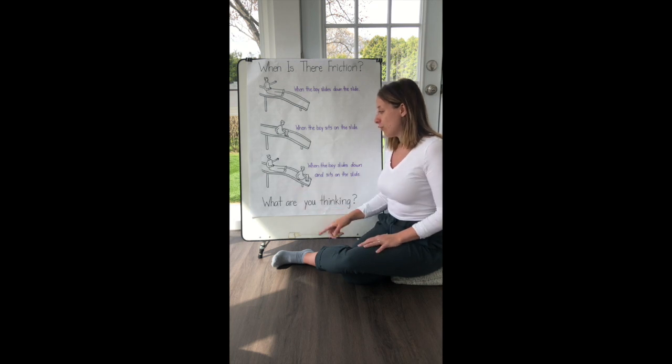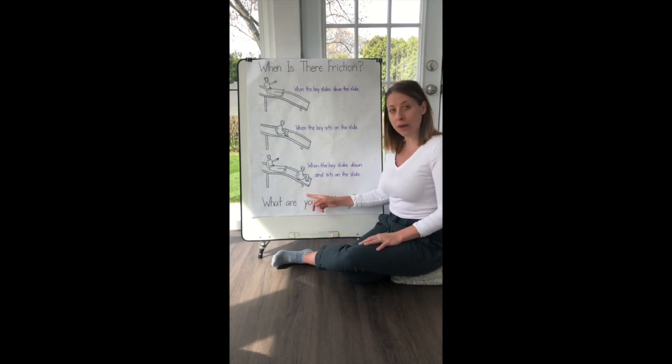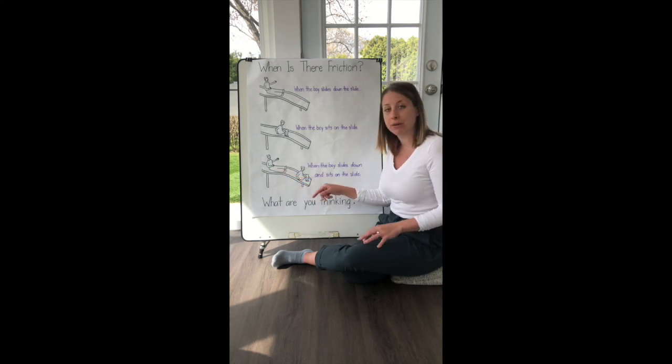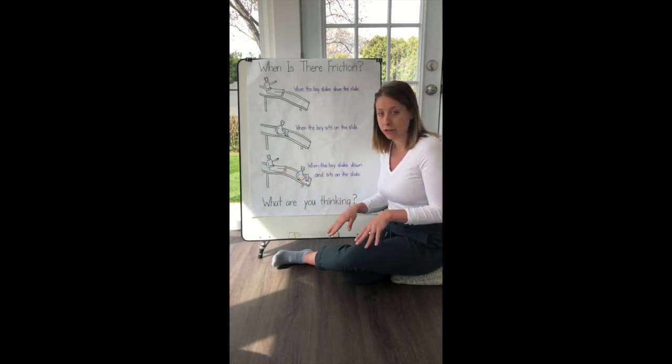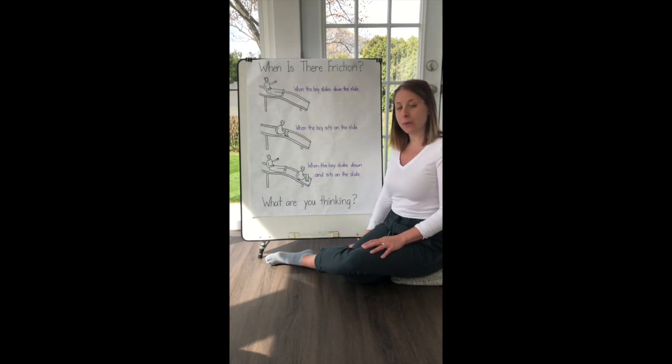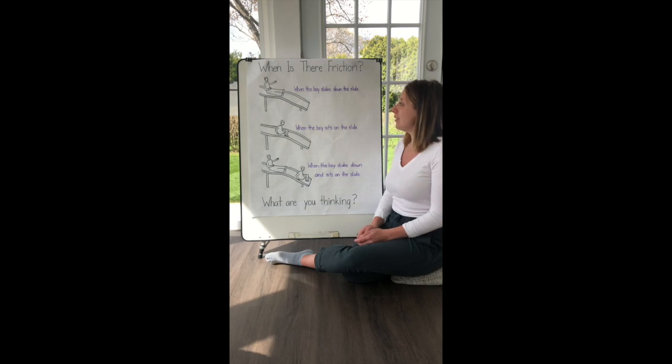All right, and the last photo is the boy doing both of those things. He's sliding, and then at the end, he puts his knees up again and his feet on the top of the slide. And the description says, when the boy slides down and sits on the slide. Okay? I want you guys to take a second and just think about it. When is there friction?